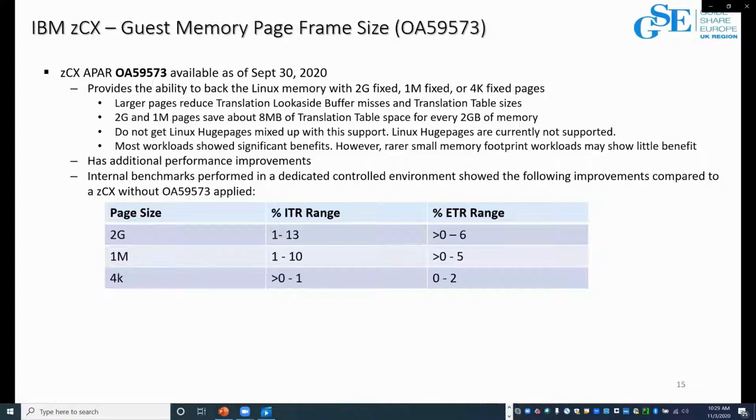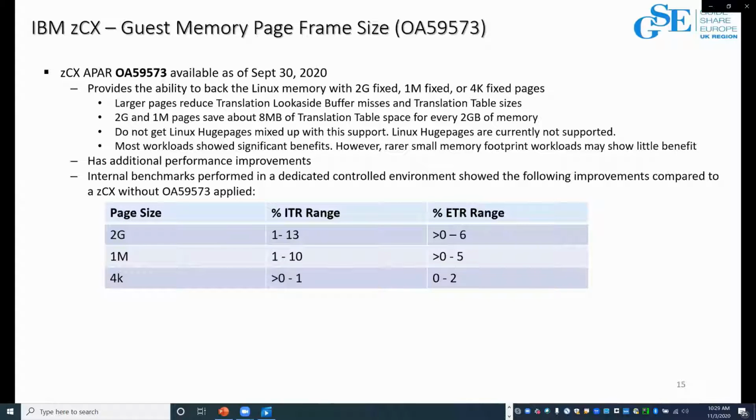So looking at the table that I have here with some of the internal benchmarks, first of all, there are two different categories if you're not familiar. On the right, ETR is external throughput rate, and that's basically the transactions per second, okay, external throughput rate.